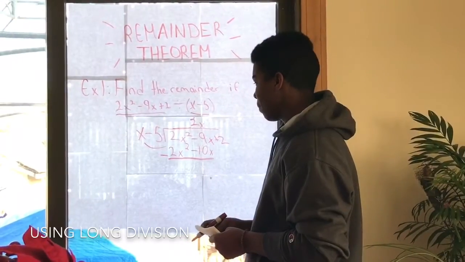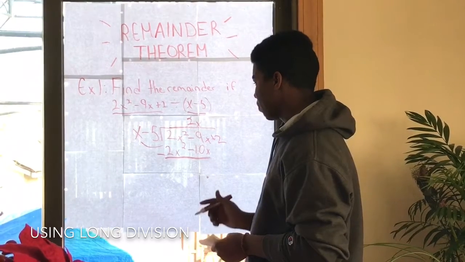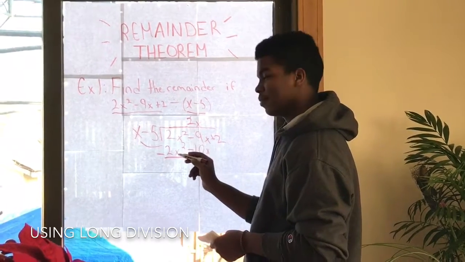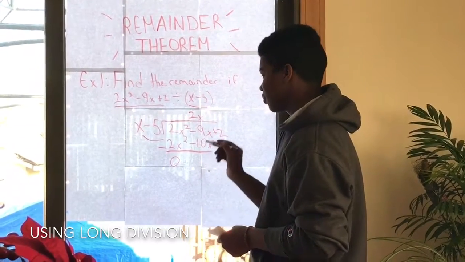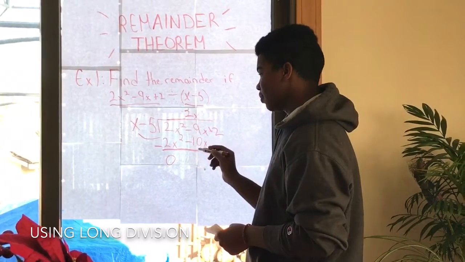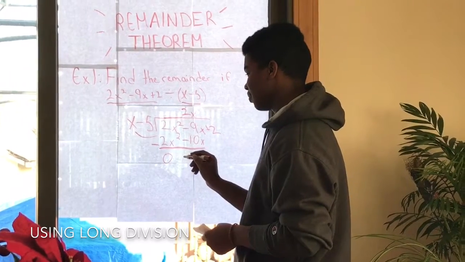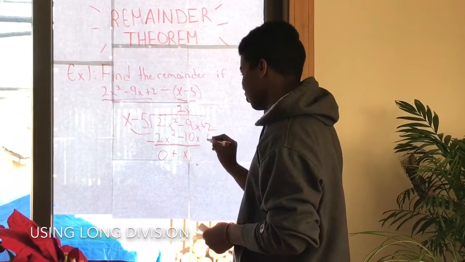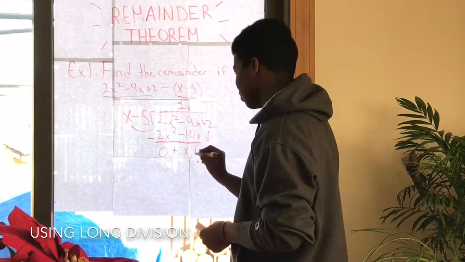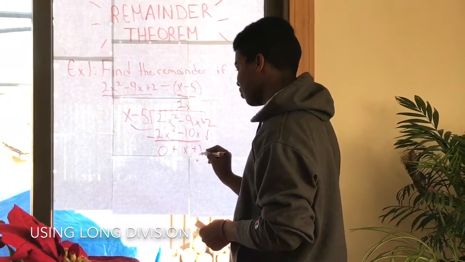Okay, so the next step is to subtract. So we're going to subtract 2x squared minus 2x squared, which will give you 0. And then you're going to take negative x minus a negative 10, which will be plus 10. It'll give you positive x. And then you will bring down the 2, and you'll have x plus 2.